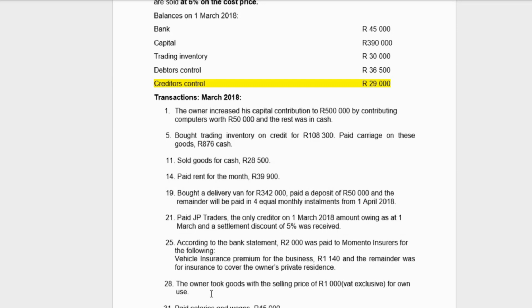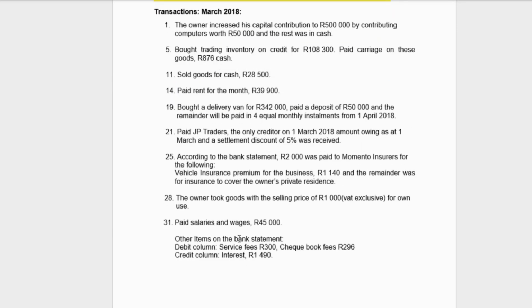And then the following transaction happened on the 25th of March. It says that according to the bank statement, 2,000 was paid to Memento Insurers for the following: vehicle insurance premium for the business, 1,140, and the remainder was for insurance to cover the owner's private residence, right?